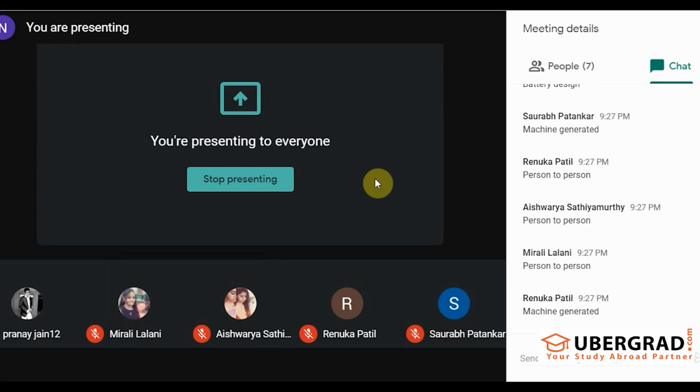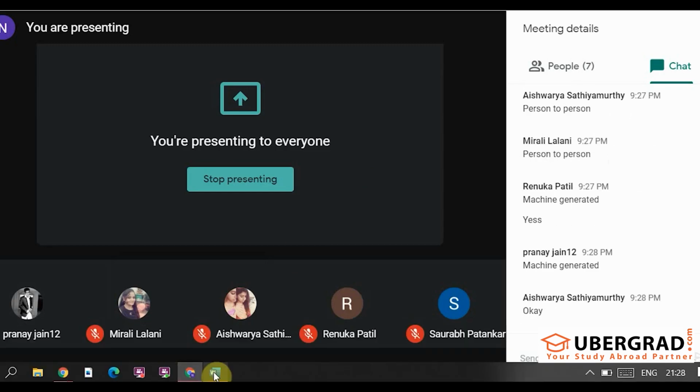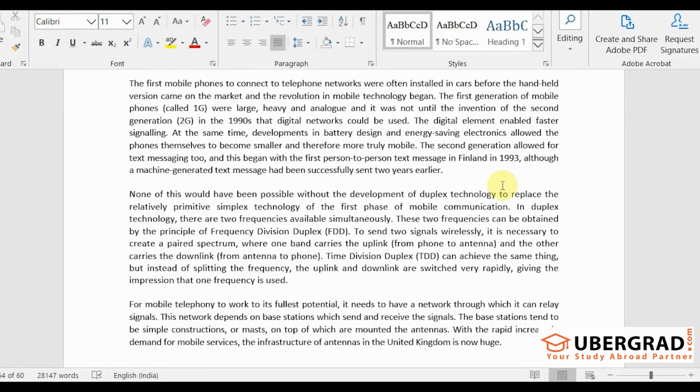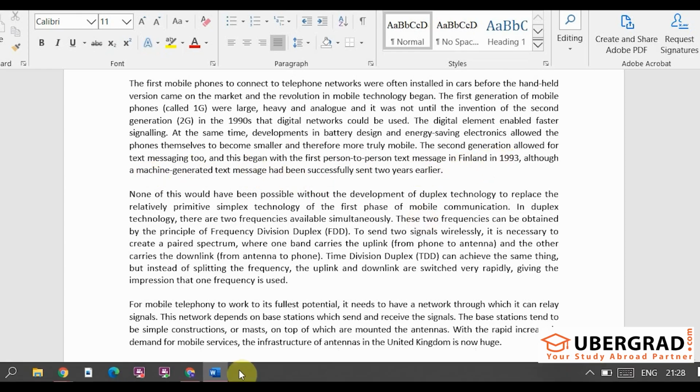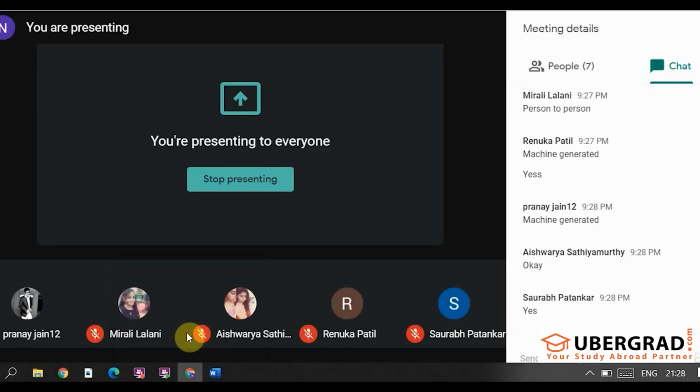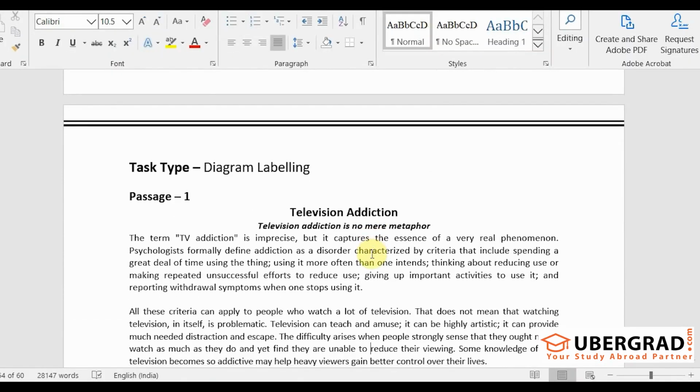The first ever sent was not person to person, it was machine generated. All of you got it or not? See what is written over here. It's very clearly written: the first person-to-person text message was sent in 1993, although a machine-generated text message had been successfully sent 2 years earlier. Means this machine-generated text had already been sent in 1991, right? So the first one ever sent was machine generated. Okay, that's it.